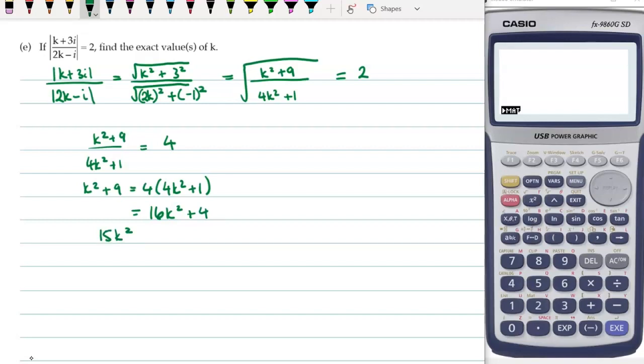9, take the 4 over to the left. 9 minus 4 is going to be 5. So k squared equals 3. K is plus or minus, oh no, it's not 3. Sorry, it's 15. 5 divided by the 15. K squared is a third. So k is plus or minus the square root of a third. That can also be written as plus or minus 1 over root 3.